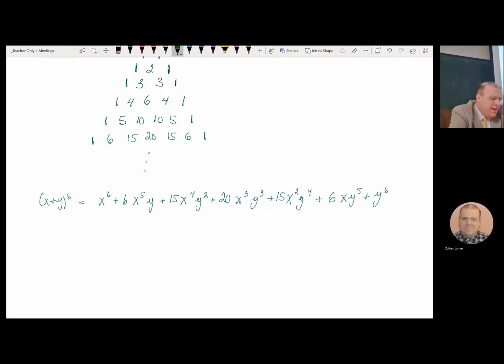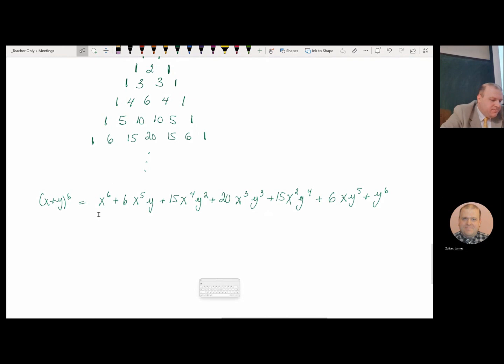Well, no, 5 choose 5 would not be 10. 5 choose 5 is 1. Right, 5th row, 5th entry is 1. You start with 0: 0th row and 0th entry. So this would be 5 choose 0, then 5 choose 1, 5 choose 2, choose 3, choose 4, and then choose 5.